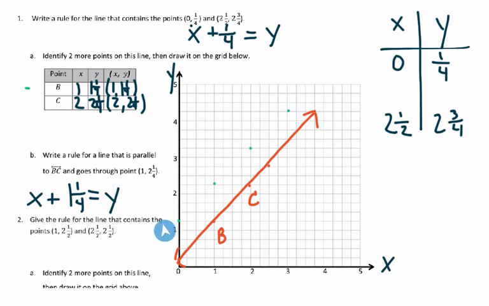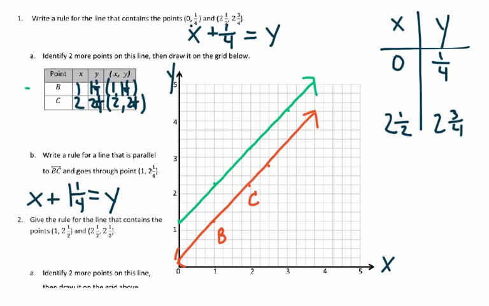Okay, so now I'm going to go ahead and connect those. So it's just asking for the rule, but I'm just going to take it a step further and connect those together and show that line. And when I draw that line in, it's a little easier to see that those two lines are indeed parallel. Okay, so let's look at just the start of number 2. It says, give the rule for the line that contains the points 1, 2 1/2, and 2 1/2, 2 1/2.